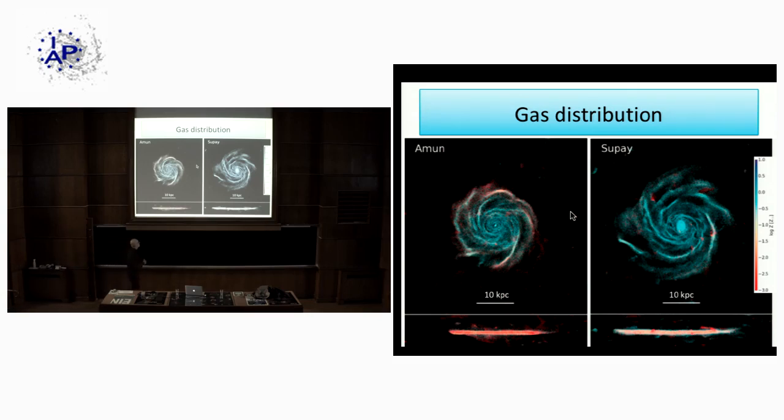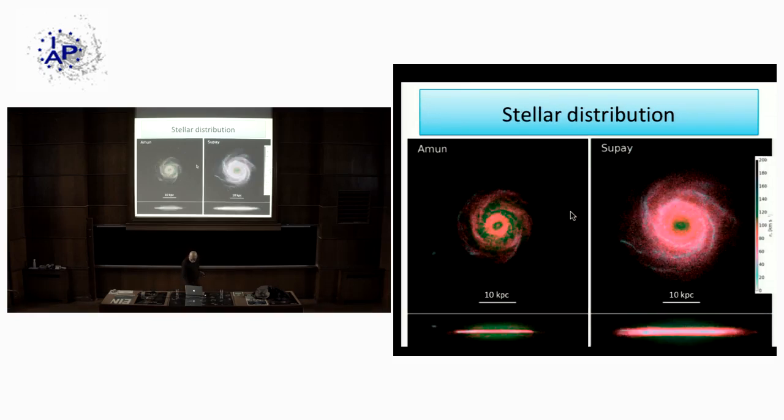Accreting halo and stalled halos, well, this is the gas distribution. I have to show you the stellar distribution in which you clearly see the difference in thickness. The stalled halos has roughly twice the thickness in the disk of the accreting halo.